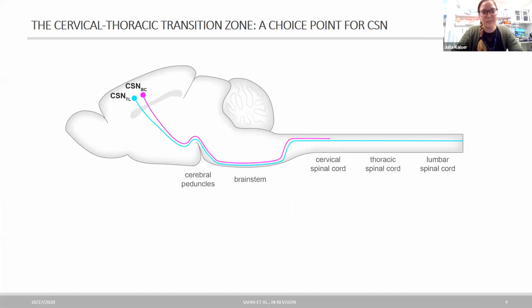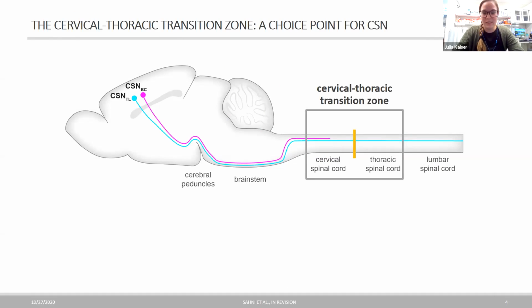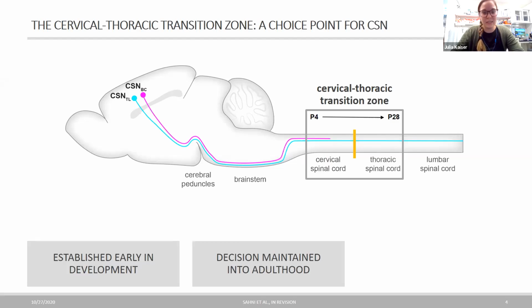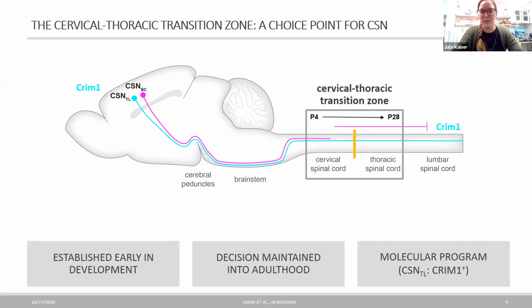And that there's also a transition zone between the cervical and the thoracic spinal cord where axons make a molecularly driven decision to either stop in the cervical spinal cord or to cross this transition zone into the lower levels, like the thoracic and lumbar spinal cord. He established that this decision is made early on in development, but it is maintained into adulthood, suggesting that there's a dedicated molecular program that steers this. And indeed, he found that thoraco-lumbar projecting corticospinal neurons can be identified by the factor Crim1, and that a cervical neuron, if it wants to not cross over this transition zone, needs to repress Crim1.